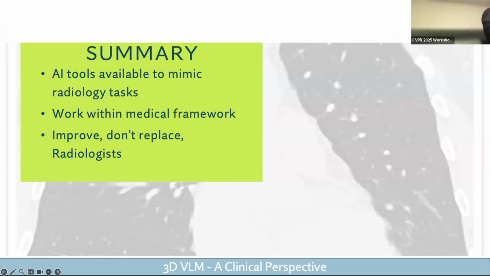So in summary, I think we have a lot of the tools available, or they're certainly coming online soon, to mimic the types of things that I do. So I would anticipate in the next couple of years, we'll have something that can do a lot of what I do. But I think it's important to make that AI work in the medical framework. If you don't have a product that's going to work in the medical framework, you're going to see a lot of pushback from physicians in terms of integration.